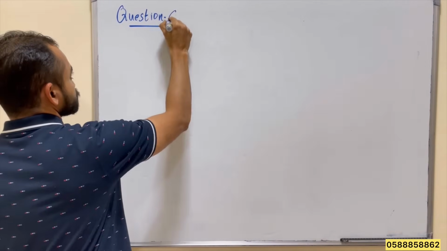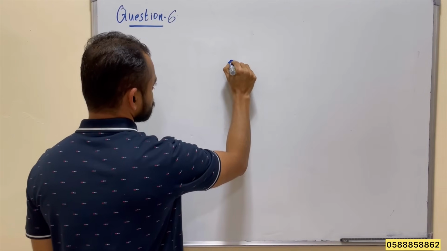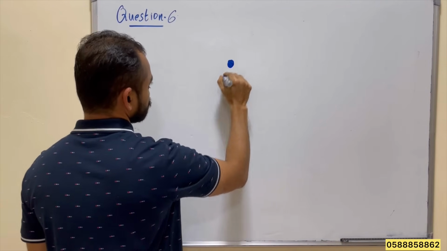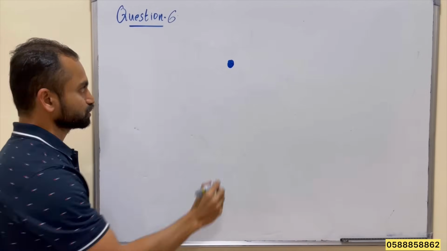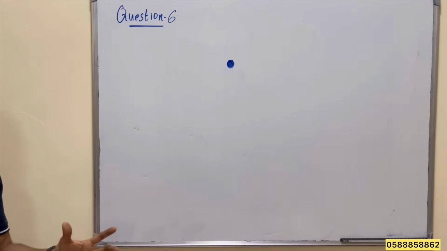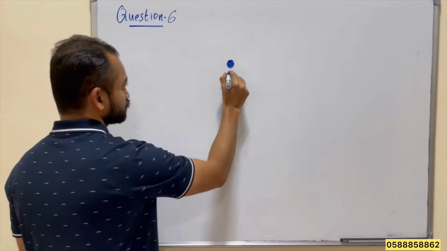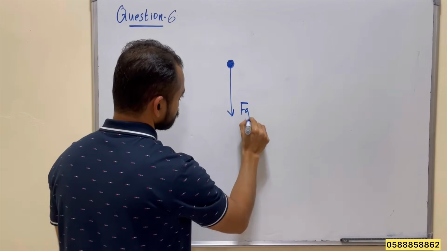Question number 6. So for example, if we draw a free body diagram like this here. In a free body diagram, we represent the system by a dot. So what does the dot represent in a free body diagram? It represents the system. Arrows represent the force. For example, like this. Force of gravity is acting downward.